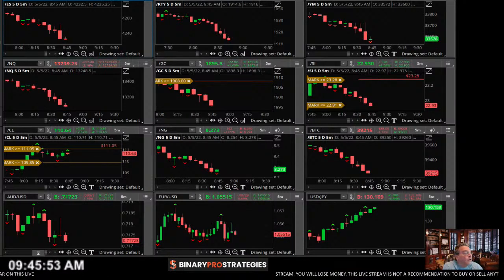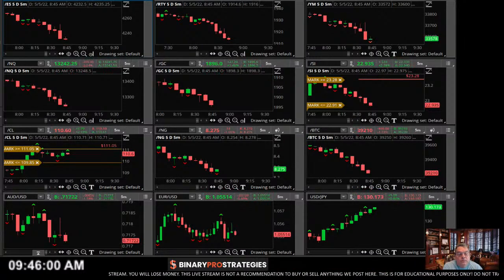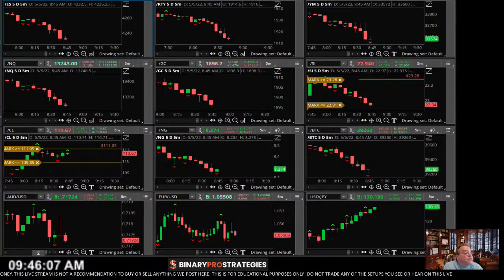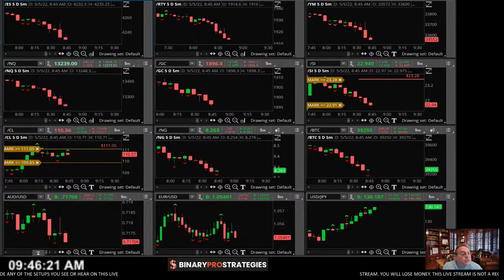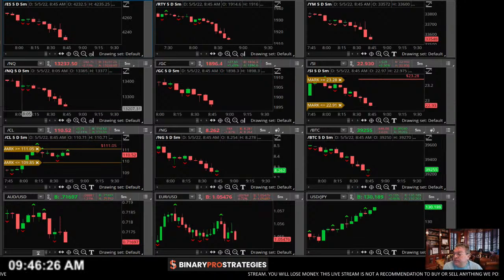Okay, we just hit target on gold. So that puts us just short silver right now. Still short silver, target of 22.91. And short crude with a target of 109.85. There was a secondary sell on natural gas. I missed it. I wasn't able to get to it, but it hit target pretty quick.